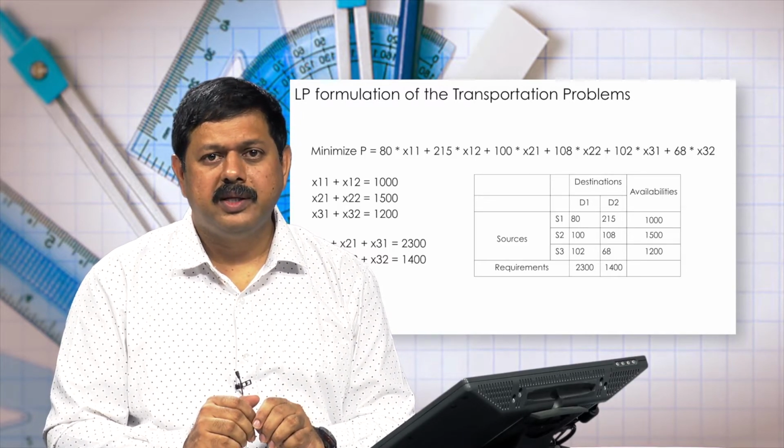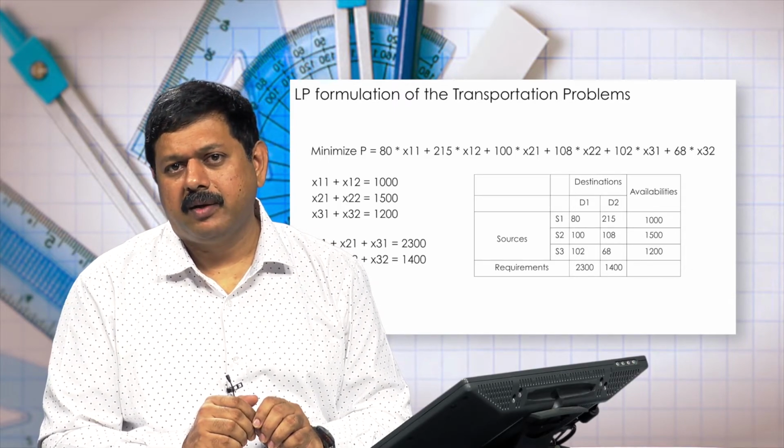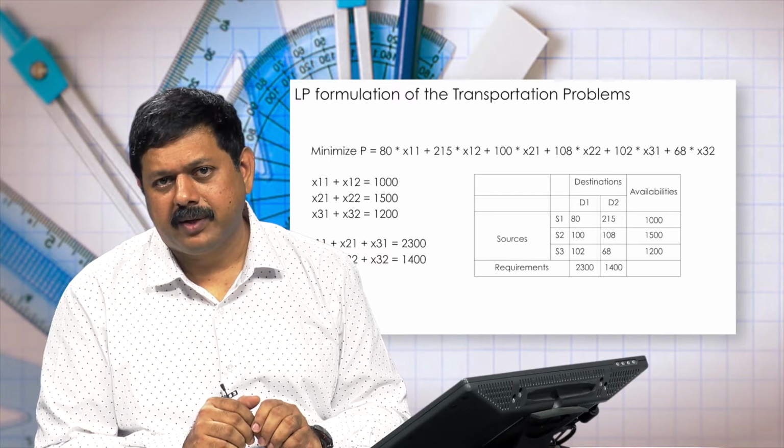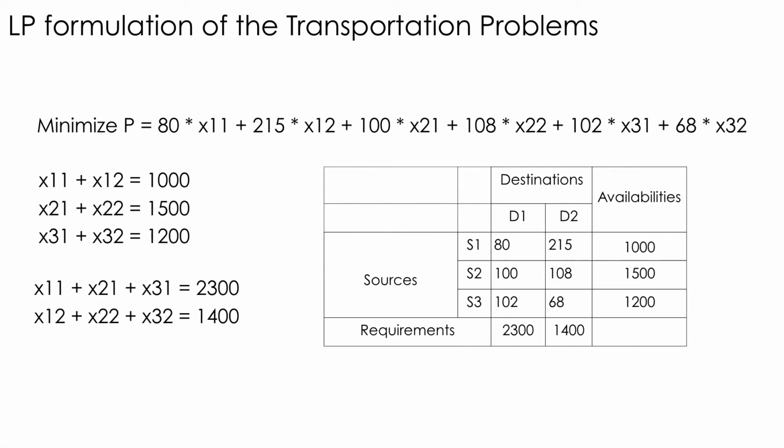Moreover, all these are possible only if 1000 plus 1500 plus 1200 is the same as 2300 plus 1400. That is, the sum of the available resources is the same as the sum of the destination requirements.